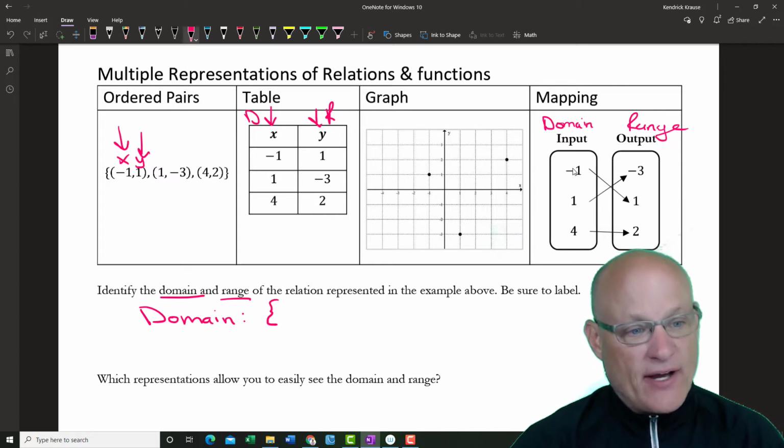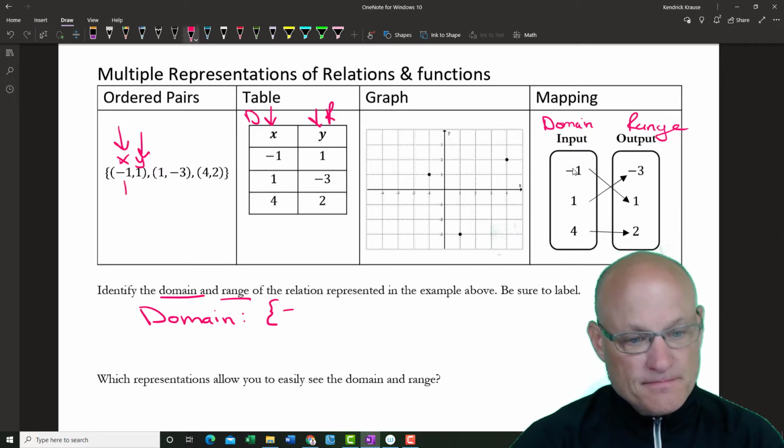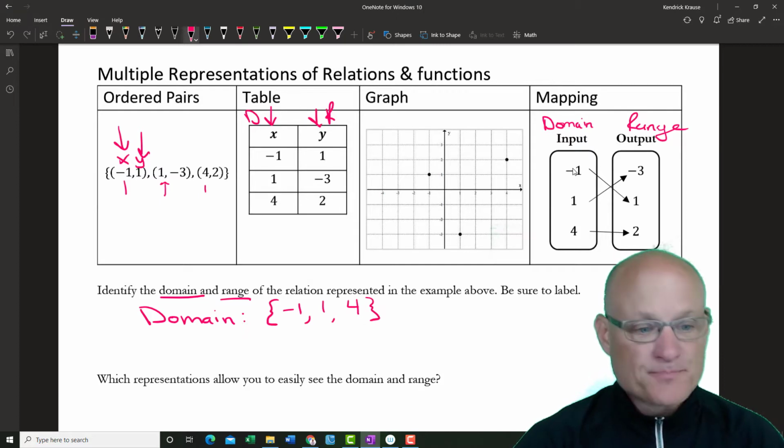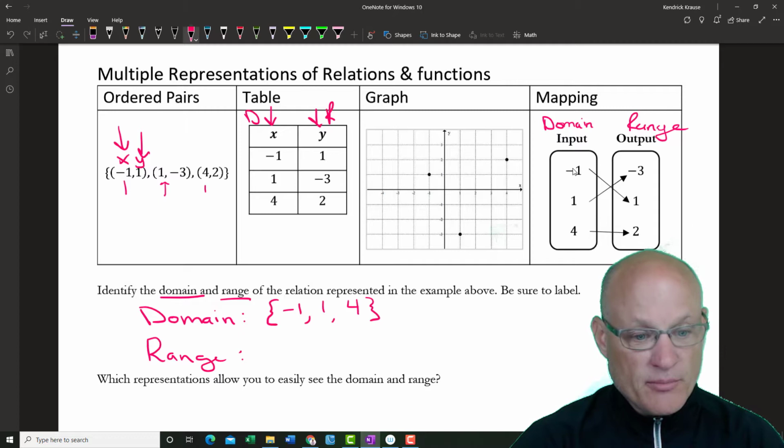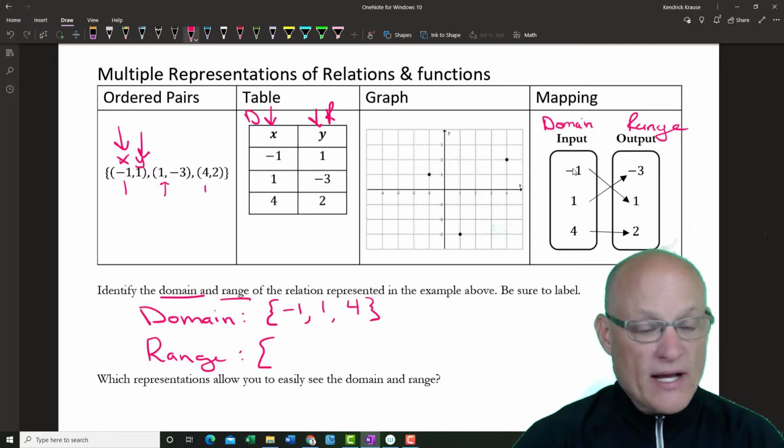But if you look at the x values, -1, 1, and 4. So those are your domain. The range, very simply, is going to be all the y values. So that would be 1, -3, and 2.